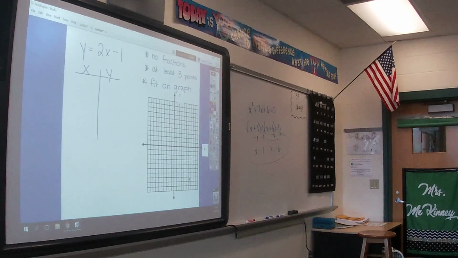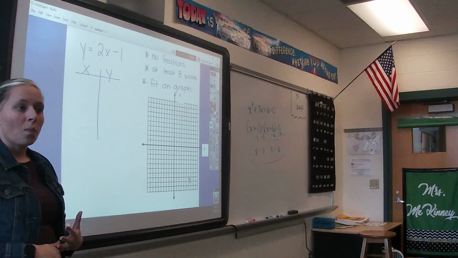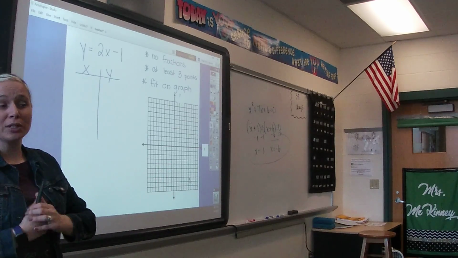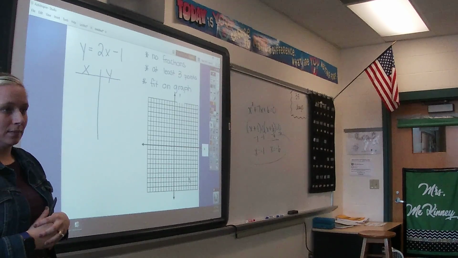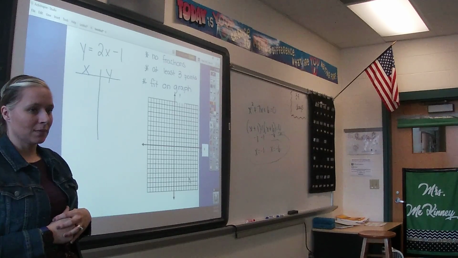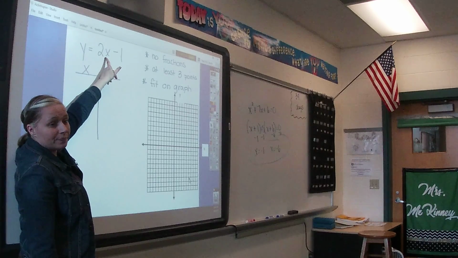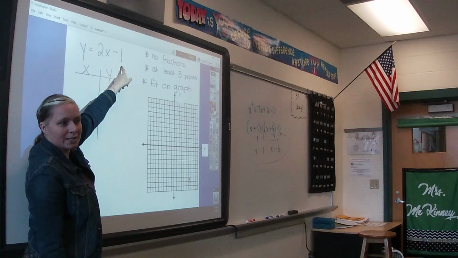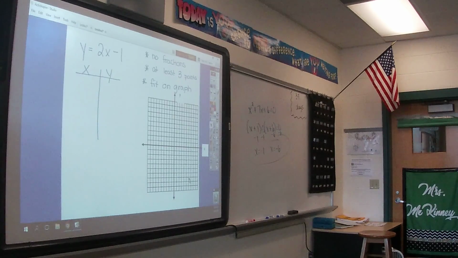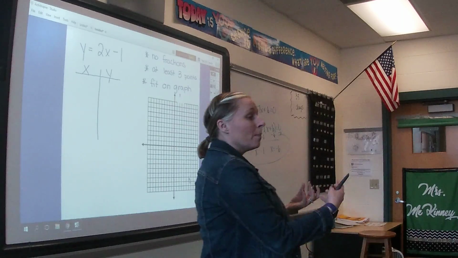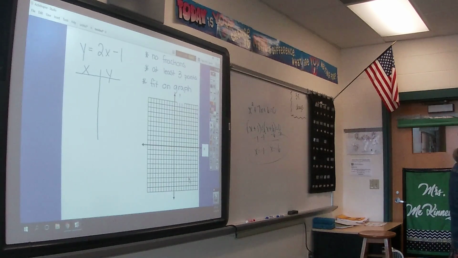Okay, so I need to pick some numbers that are going to fit. What happens if I choose 10? I mean, 10 fits on the graph, but should I pick 10? Why not? What is 10 times 2? 20 minus 1 is 19. Is 19 going to fit on the graph? No, right? So I need to think about not only the value I'm picking, but also what its output value is going to be. And sometimes you'll pick a number and it won't work, and you have to cross it off and try a new one.